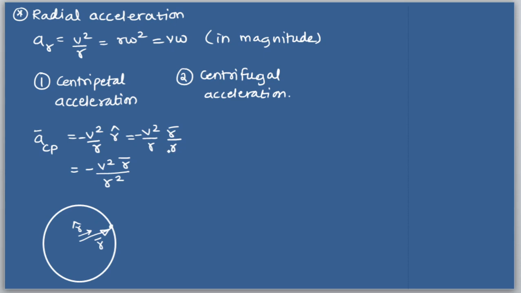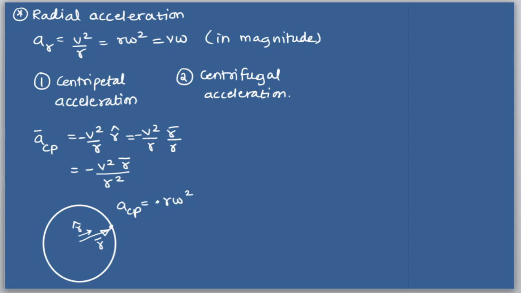Similarly you might write other forms of this centripetal acceleration like this. Other forms will be r omega square is the magnitude, but now you can write the centripetal acceleration magnitude r omega square, it is towards the center.